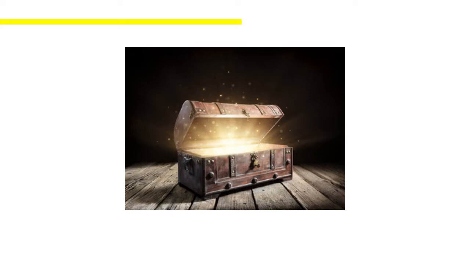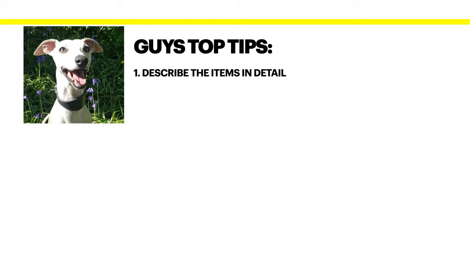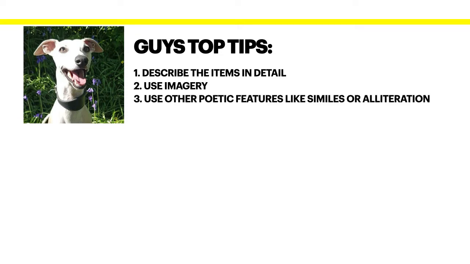Okay, you should have had some time there to think about what's inside that box. Now, Guy's here with some top tips for us. When we're describing what's in the box, Guy says that we should describe the items in detail. We should use imagery like we did last week. And we should use other poetic features like similes or alliteration.